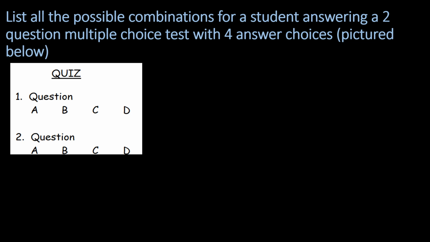Okay, you should have paused and answered it. So we are just listing the sample space. And I'm sorry, my handwriting is going to look rough. I am using a mouse. You could answer question 1 with an A and question 2 with an A. You could answer question 1 with an A, question 2 with a B. Question 1 with an A, question 2 with a C, question 1 with an A, question 2 with a D.